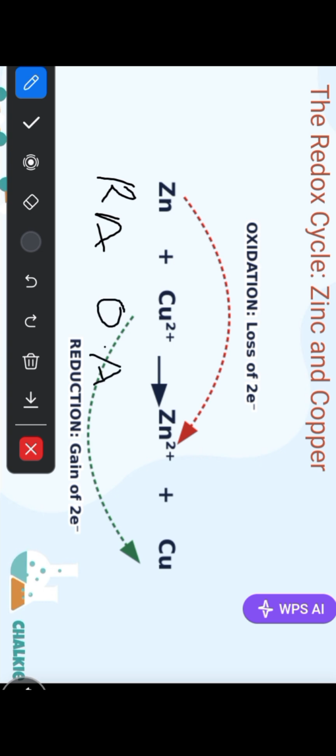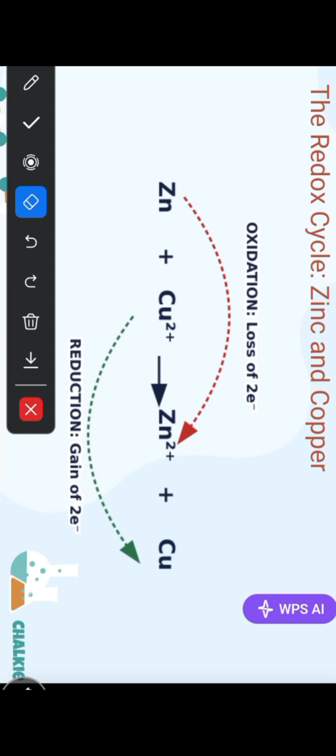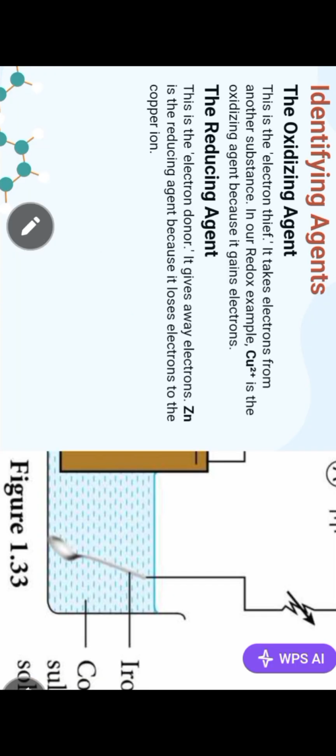And why is copper an oxidizing agent? Copper is an oxidizing agent because this is the site where reduction is being made. So the site where reduction is being made is called an oxidizing agent. So copper is an oxidizing agent. Zinc is a reducing agent in this equation. Now I said the reducing agent is the electron donor. It gives away electrons. Zinc is the reducing agent because it loses electrons to the copper ion. I've explained this earlier, so let's go to the next slide.